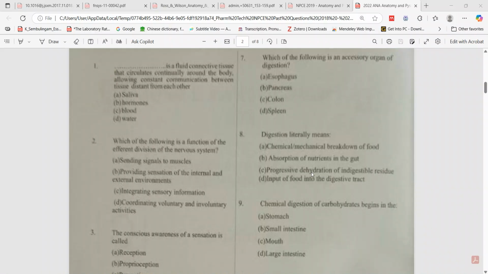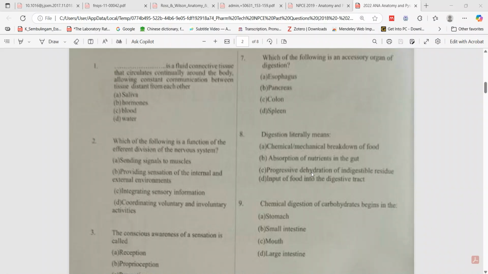You see, for digestion, we have main organs, then we have accessory organs. Every component of the gastrointestinal tract, starting from the oral cavity to the esophagus to the stomach, to the small intestine, large intestine, are all part of the main organs. Then the accessory organs include things like the pancreas, the liver, all right? So these are accessory organs of digestion.